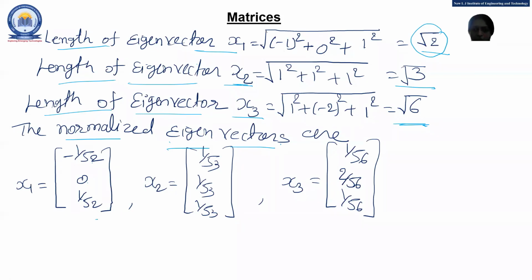Similarly, for x2, our second eigenvector is 1, 1, and 1. For the normalization of that vector, as per the rule, 1 upon root 3, 1 upon root 3, and 1 upon root 3. And similarly, for the third eigenvector, that is 1, 2, 1, we get 1 upon root 6, 2 upon root 6, and 1 upon root 6. These three are the normalized eigenvectors.